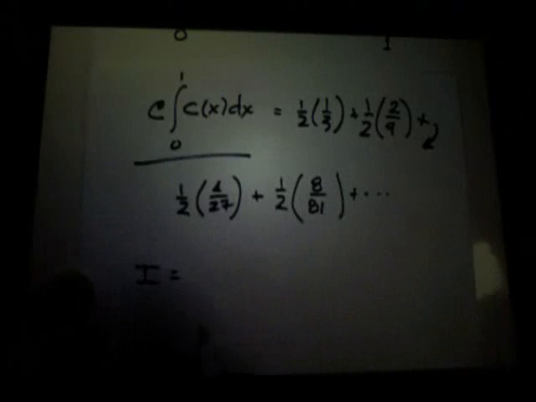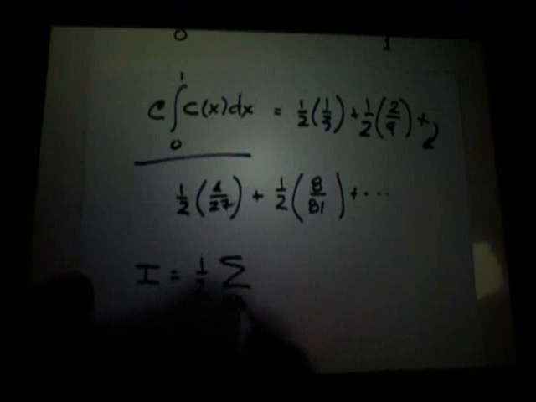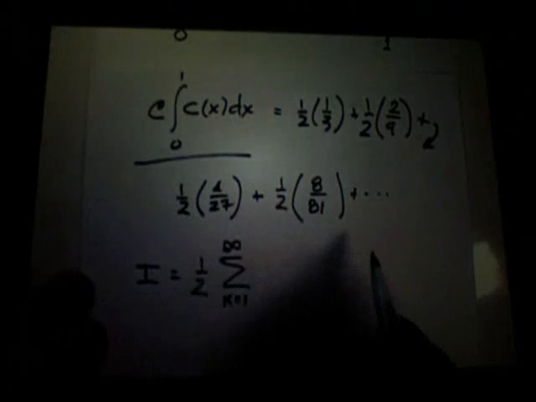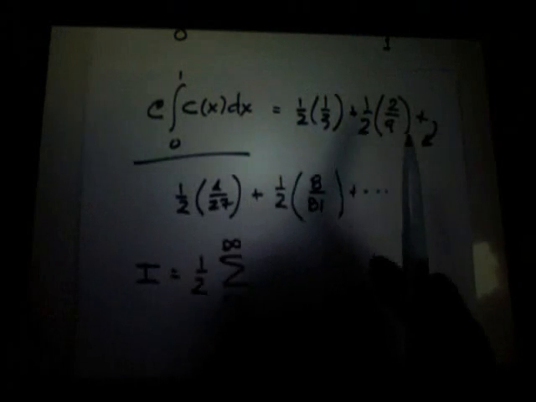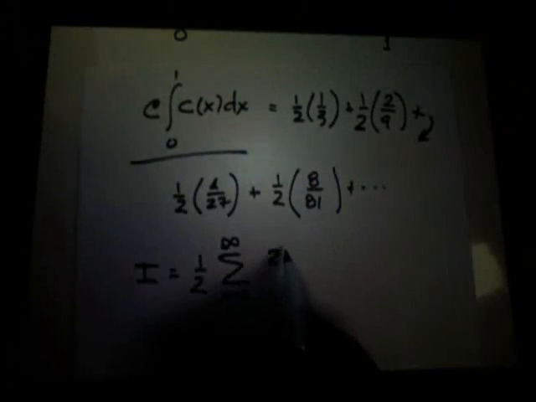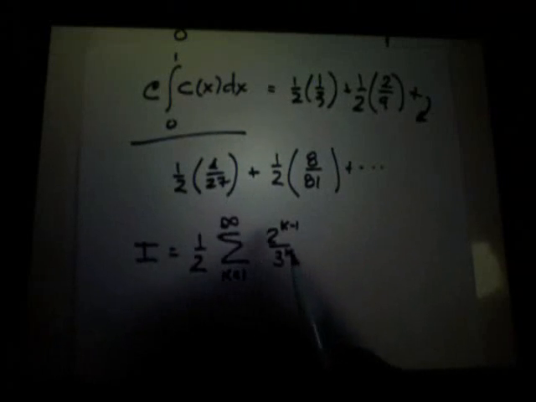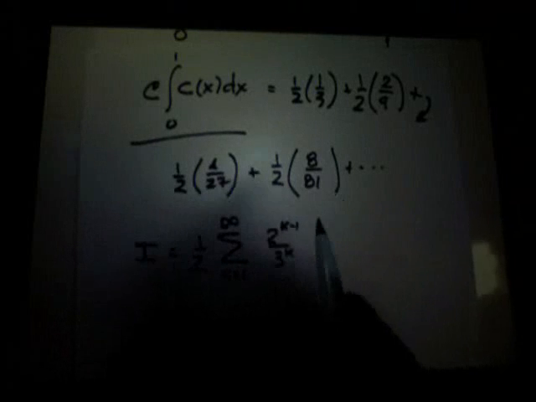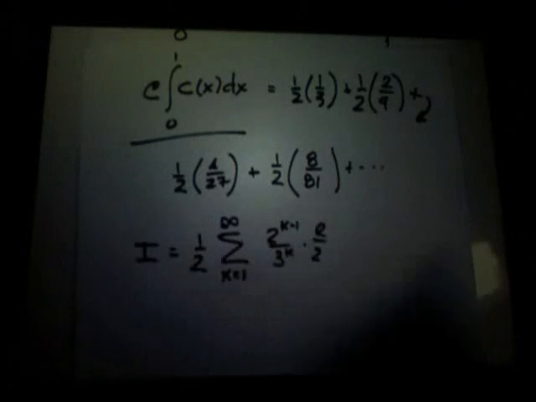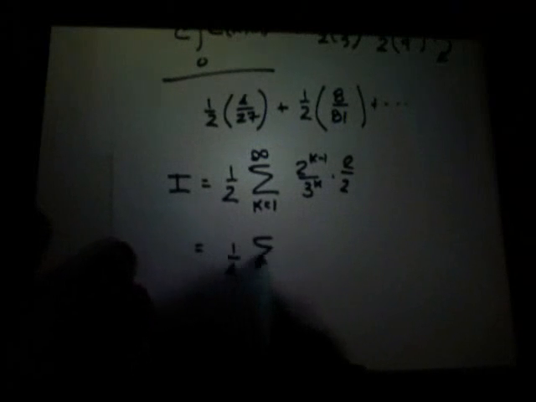So how do we add this baby up? Well, it's 1/2 times the sum from k equals 1 to infinity. Let's see, I have a third, 2/9, 4/27. It's 2 to the k minus 1 over 3 to the k. Multiply and divide by 2. Okay?